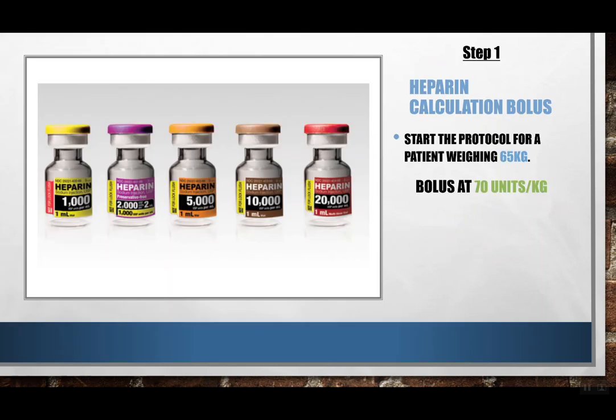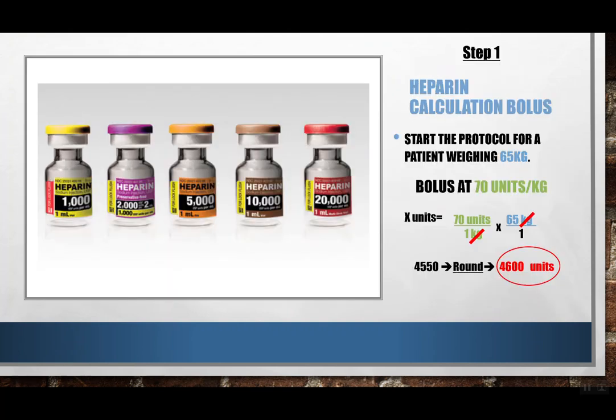So the first thing we need is the bolus. To start the protocol for a patient weighing 65 kilograms, the bolus is 70 units per kilogram, like the equation said. So I need the number of units to give for a bolus. I start by saying, okay, X units is on the left, so I start with units on top, which is the 70 units per kilogram. I need to cancel those kilograms out so I just have units left, so I bring in that 65 kilograms from the patient's weight. Cancel it out. All I have left is 4550. I round that to 4600 per the heparin rounding rules.